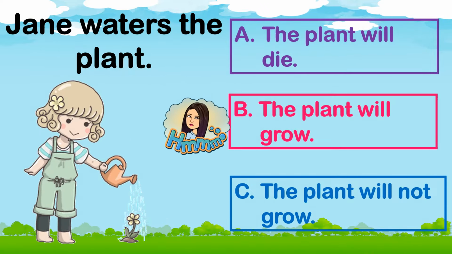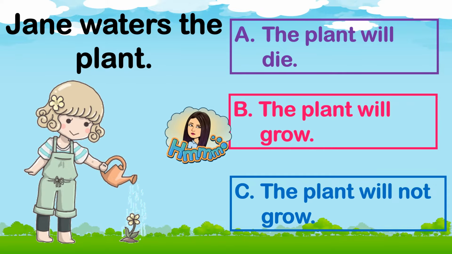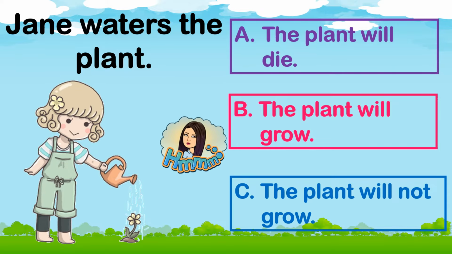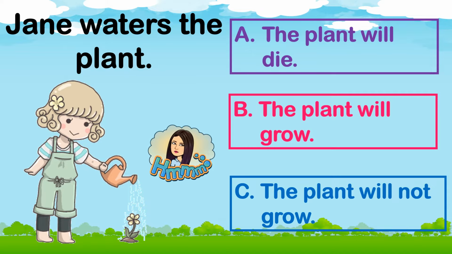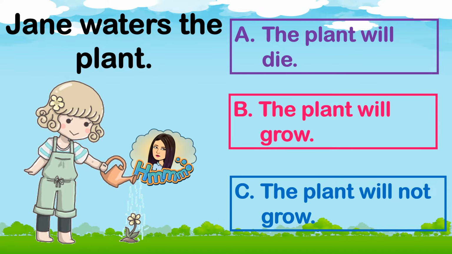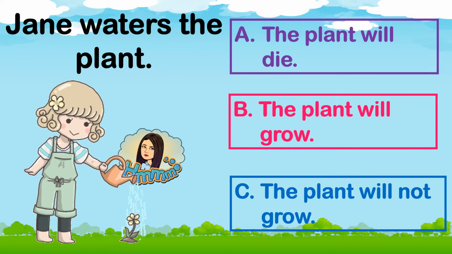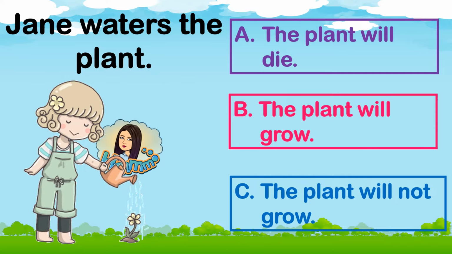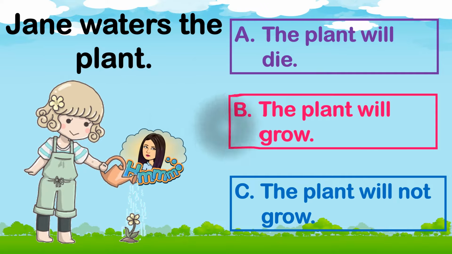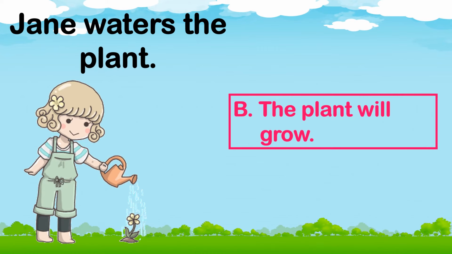Jane waters the plant. A. The plant will die. B. The plant will grow. C. The plant will not grow. If Jane waters the plant, of course, letter B, the plant will grow.